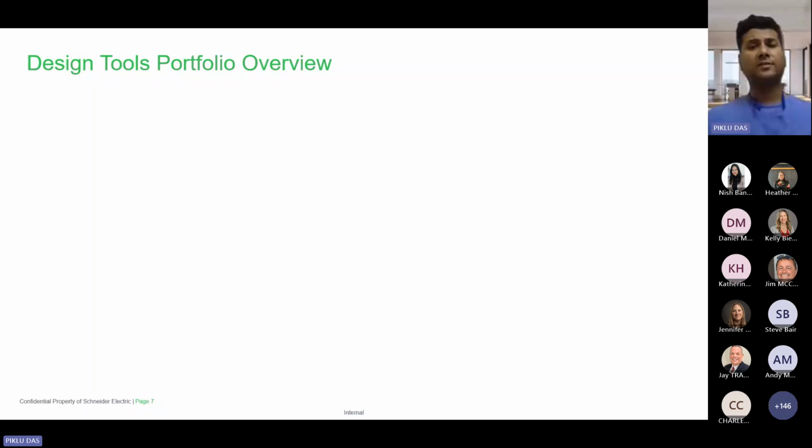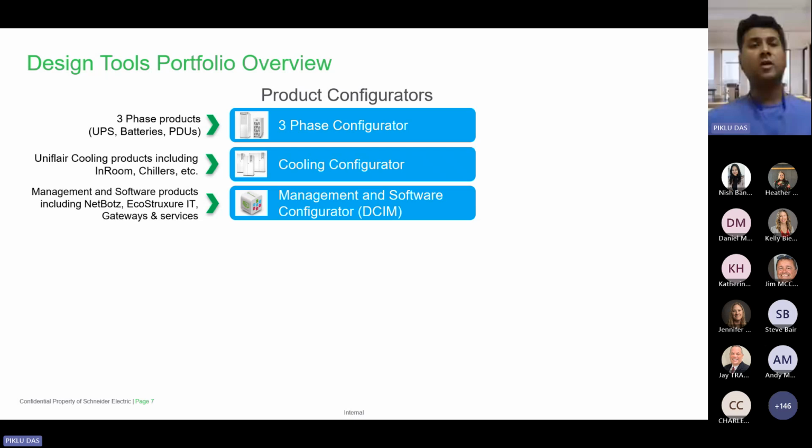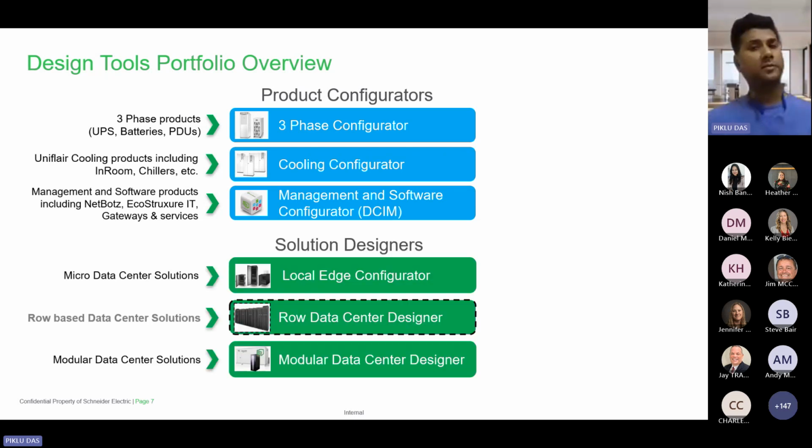So where does this Raw Data Center Designer fit into our design tools product portfolio? In our design tools product portfolio, we have these 2 buckets. One is the product configurators and the other is the solution designers. In the product configurators, we have the 3-phase configurator, which caters to the 3-phase UPS products, the batteries and the PDUs. We have the cooling configurator, which is currently catering to only the international region for the in-room cooling products and the chillers. On the management and software side, we have the DCM configurator, wherein you will be able to do transactional solutioning for the DCM software.